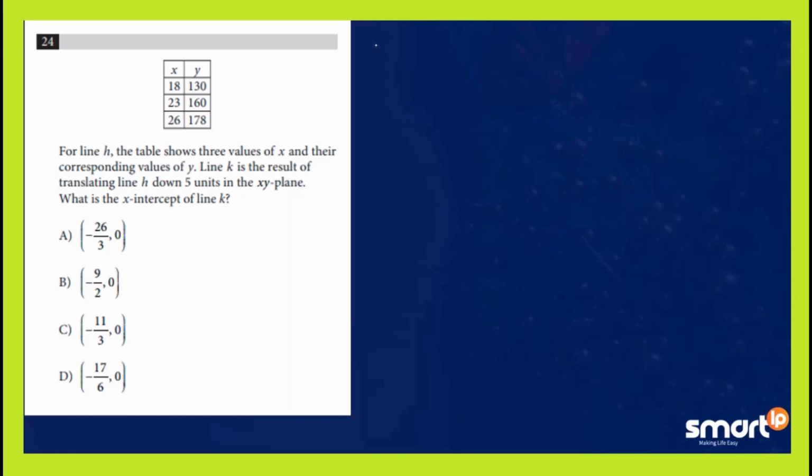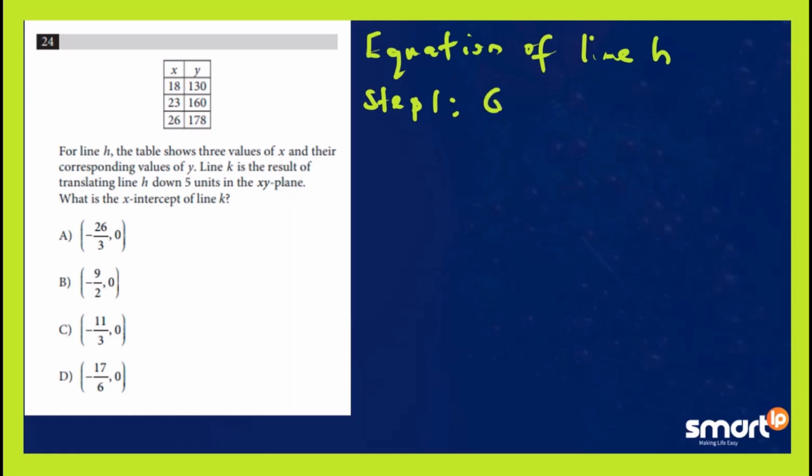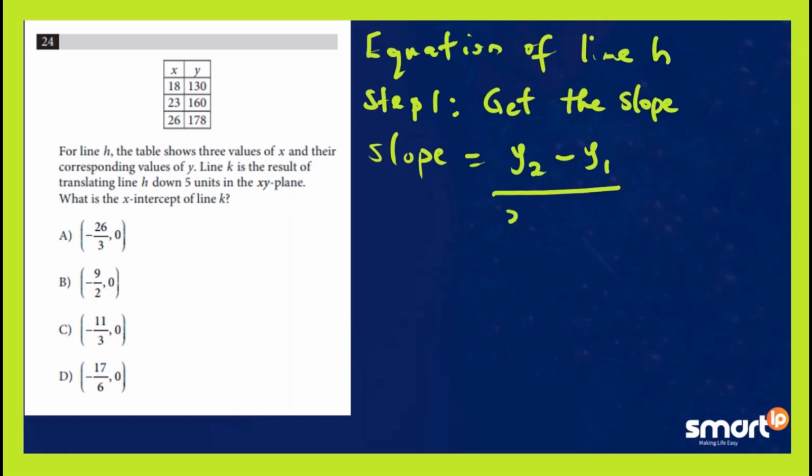So we have to find the equation of line H. That's what we want to find now. To find that, step 1, we need to first of all get the slope. So let's get the slope. Slope formula equals y2 minus y1 over x2 minus x1.